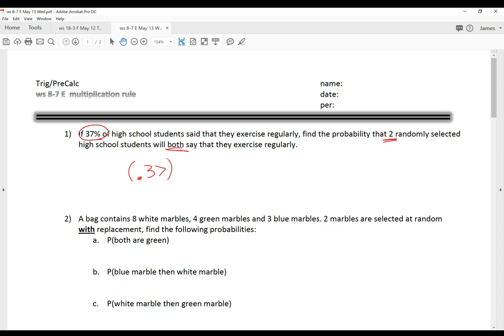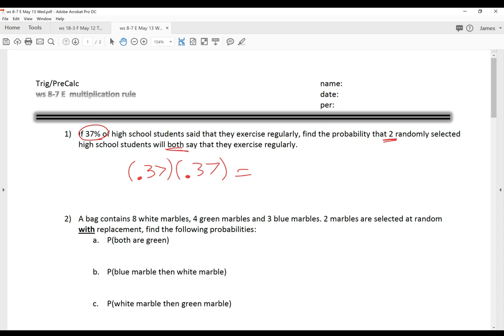Now that's just one person. What's the chance that another person says they exercise regularly? Do we add? No, we don't get a better probability, we get a smaller probability. If you multiply numbers that are smaller than 1, you're going to get smaller. So the chance of the first person exercising is 0.37, and you multiply by another 0.37 because the second person exercising regularly is also 37%. If you multiply this, that's both persons saying that they exercise. So that's both events happening.